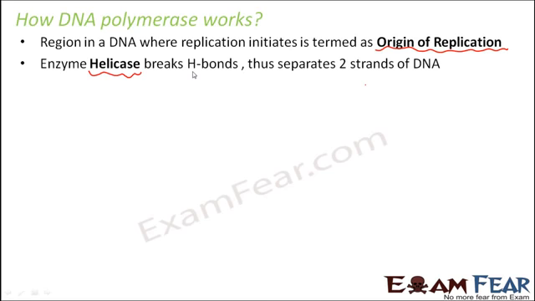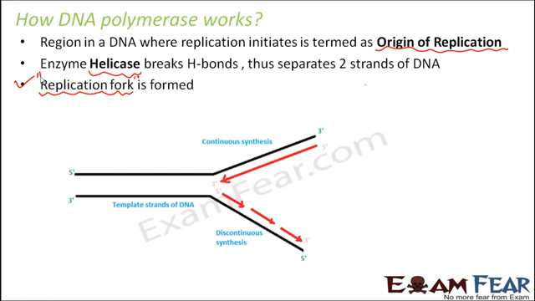So all those hydrogen bonds are broken by the enzyme helicase. And when the hydrogen bonds are broken, what happens? The two strands separate. When the two strands separate, a structure is formed, and due to its shape, it is known as a replication fork. So it is said that a replication fork is formed. Only once this structure is formed does the action of DNA polymerase start.